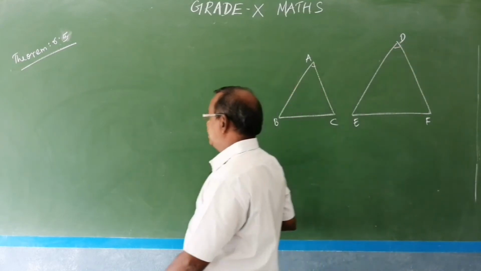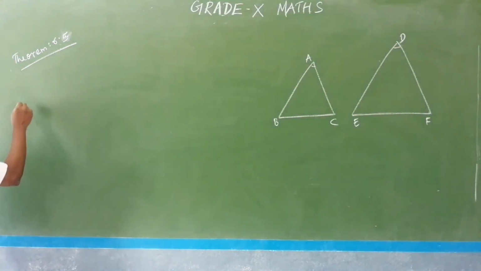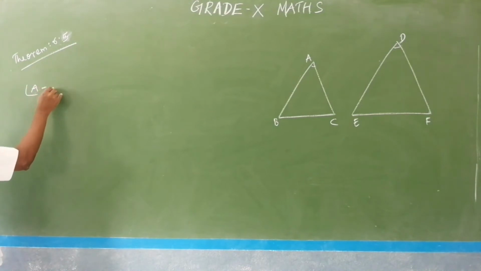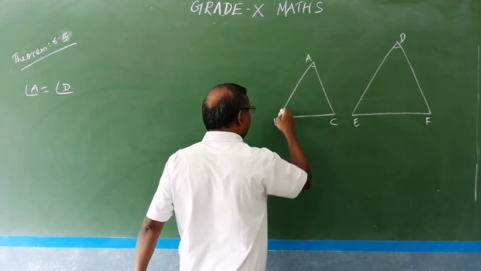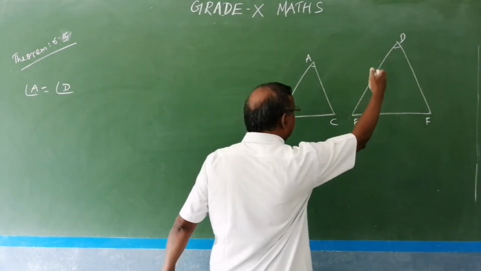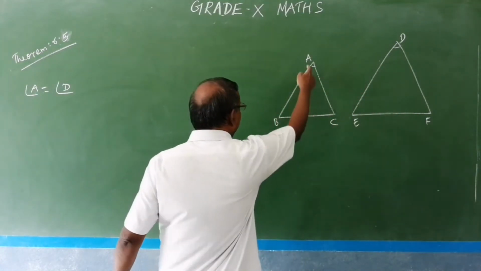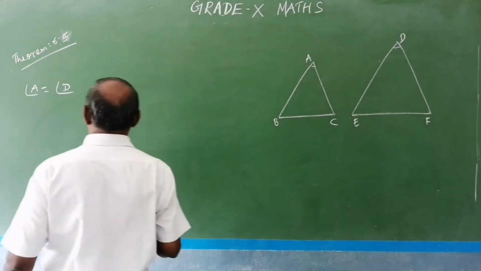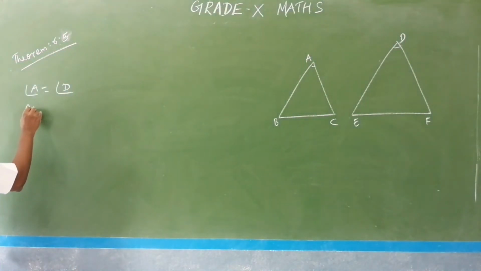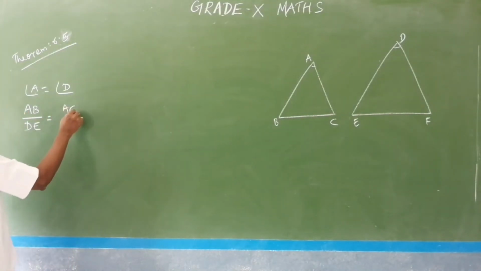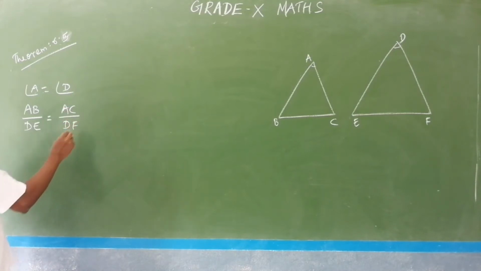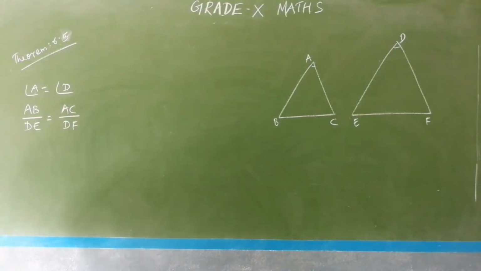Let us take these two angles equal, that is in the SAS criterion angle A equals angle D. So the two sides including this angle, AB and AC, and DE and DF. Therefore AB by DE equals AC by DF.